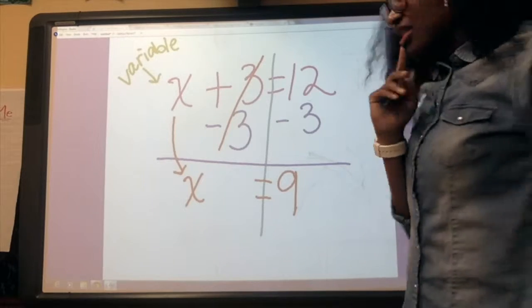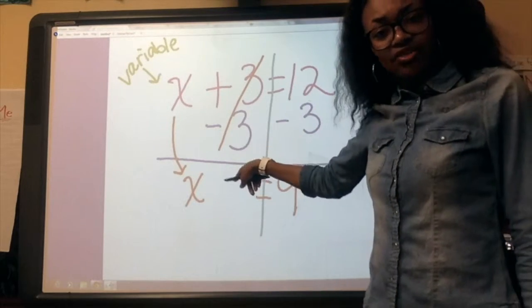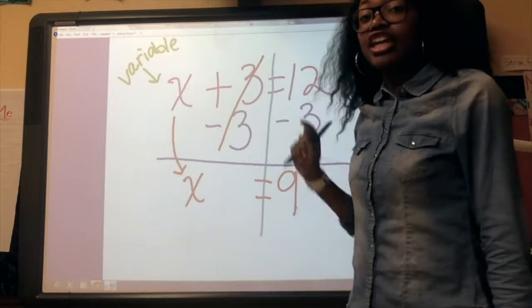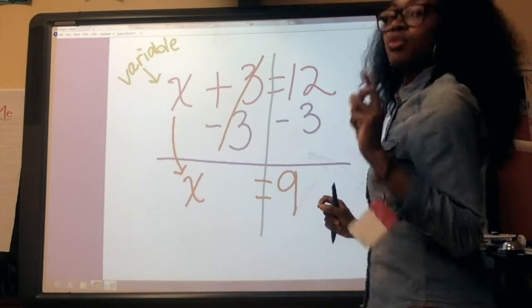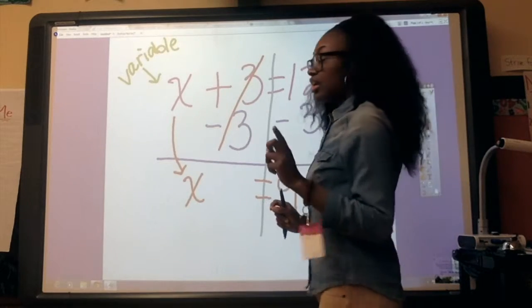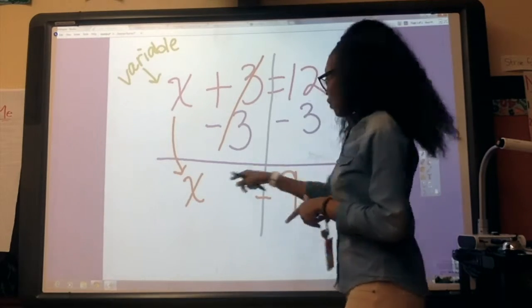So now, I don't know if I'm done yet. I have to ask myself, is this x standing alone? Is my x finally isolated? If your answer is yes, then you're almost done. There's always a way to check your answer in math. Here's how we can check our answer.